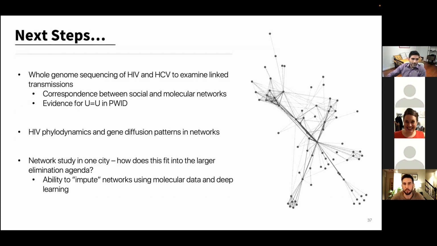As far as next steps with this research, we're currently in the process of completing whole genome next generation sequencing of HIV infected participants in this study. This will give us the ability to examine molecular link transmissions, as well as study HIV phylogenetic and gene diffusion patterns in the context of networks. I also want to point out that leveraging networks can be challenging due to the resource-intensive nature of enumerating them. We actually received a new grant that will allow us to explore network imputation techniques and deep learning and how we can use these methods to make network methods more widespread in settings where these type of data otherwise would not exist.